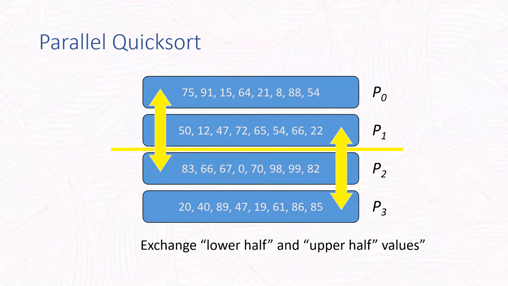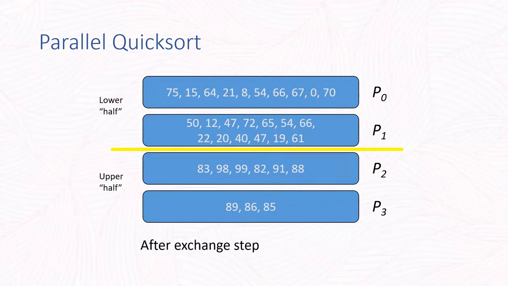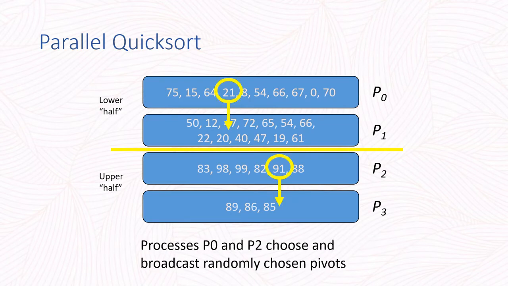Now P0 exchanges its high list with P2 and P2 exchanges its low list with P0. Similarly, P1 exchanges its high list with P3 and P3 exchanges its low list with P1. Now you can see that P0 and P1 will have values lesser than or equal to 75 and P2 and P3 are having values greater than 75. Now again, the algorithm is recursed.